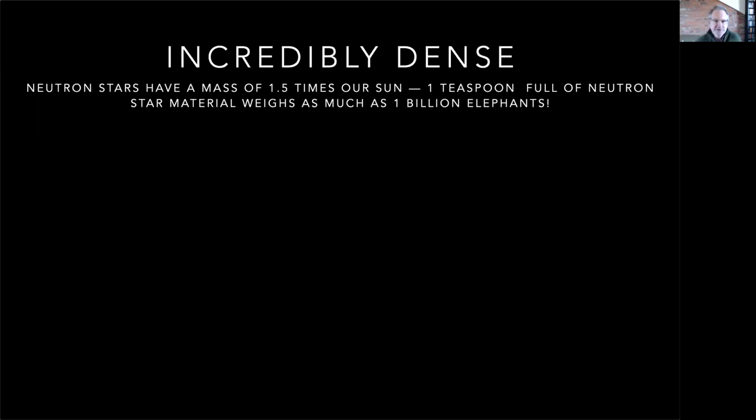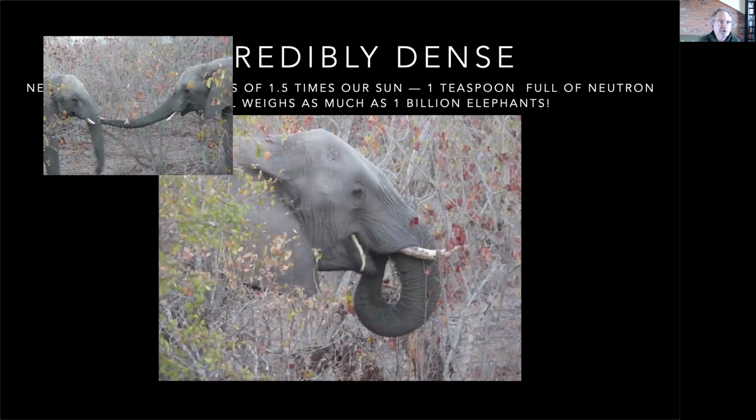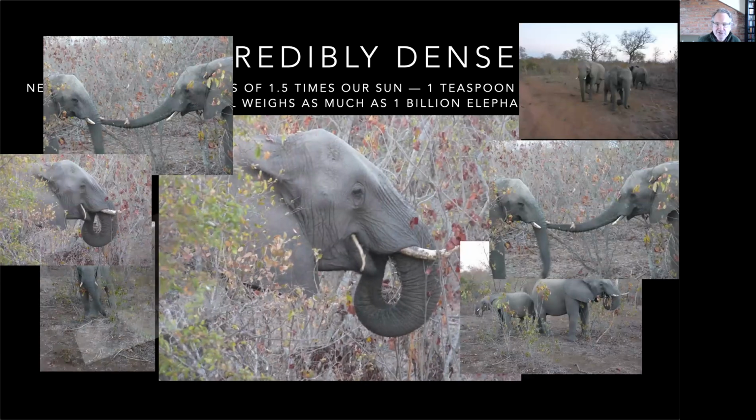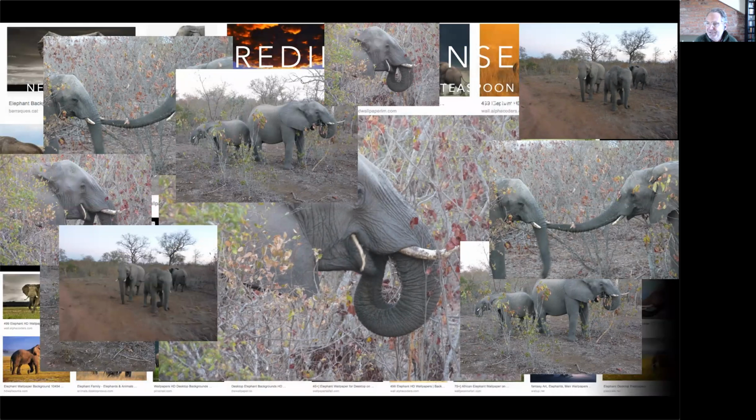Well, you may remember that I told you before that neutron stars have a mass of around 1.5 times that of our sun. And it's compressed into a sphere of radius of just 10 kilometers. And so the density is incredible. If we have 1 teaspoonful of neutron star material, then it weighs the equivalent of 1 billion elephants. So if you could get 1 teaspoonful of this material, it would weigh the same as 1 billion elephants.